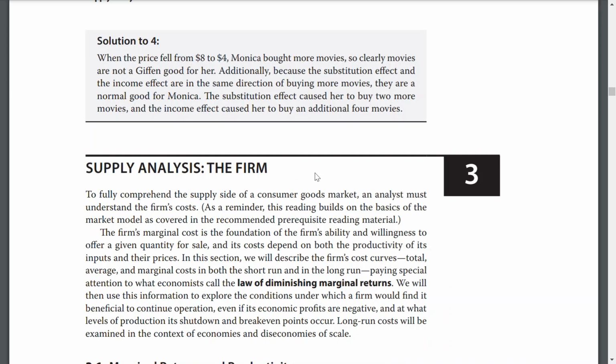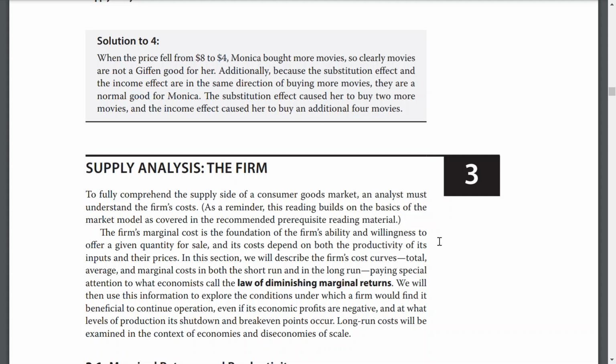Continued reading of the CFA Level 1 program curriculum. Supply analysis, the firm. To fully comprehend the supply side of the consumer good market, an analyst must understand the firm's cost. As a reminder, this reading builds on the basics of the market model as covered in the recommended prerequisite reading material. The firm's marginal cost is the fundamental foundation of the firm's ability and willingness to offer a given quantity for sale, and its cost depends on both the productivity of its inputs and their prices.